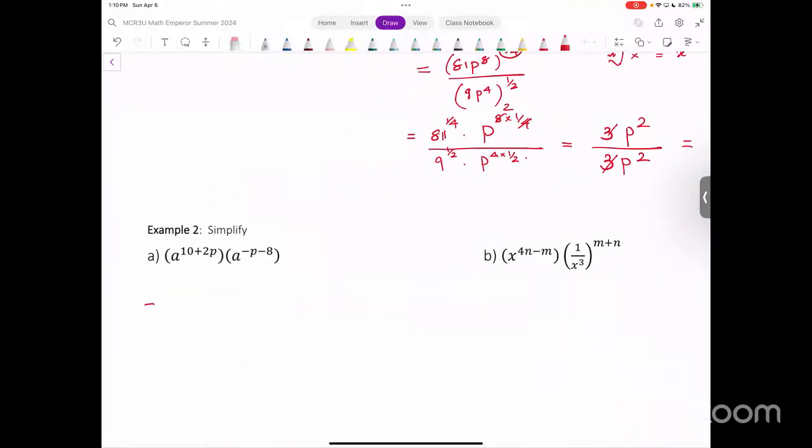When we multiply the same bases, what does the rule say? When you multiply the same bases, what does the rule say? Add the exponents. Do we have the same bases? Okay, we're going to add the exponents. Ten to the power of p minus 8.